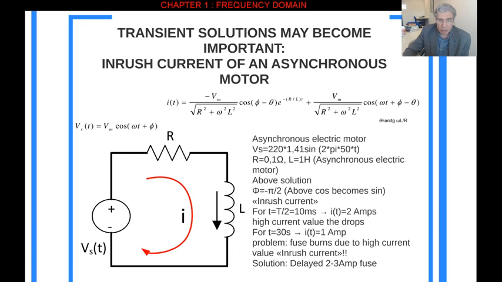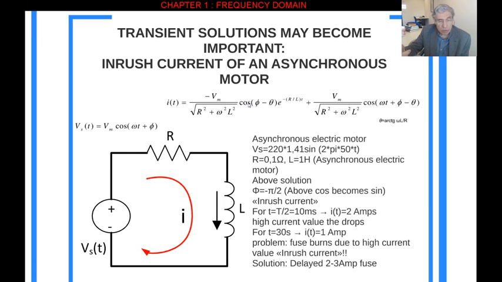But at the beginning we have seen that we might see a high value current here. For this current, this fuse is going to burn. That means your motor is not going to run because of that transient current. So that's a problem here. How could we solve that problem?